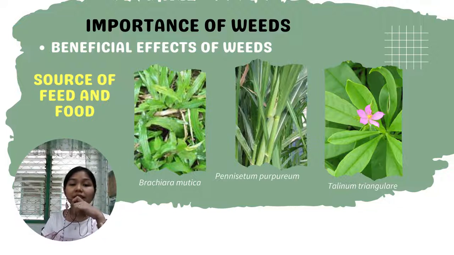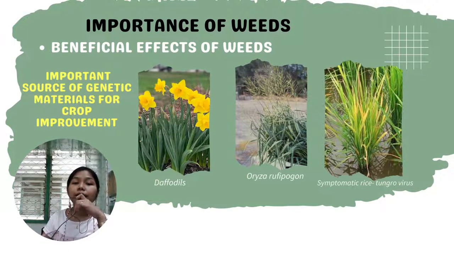Then we also have this Talinum triangulare. This Talinum triangulare is actually eaten by human beings, pwede siya isali. And then another thing, weeds serve as an important source of genetic materials for crop improvements.